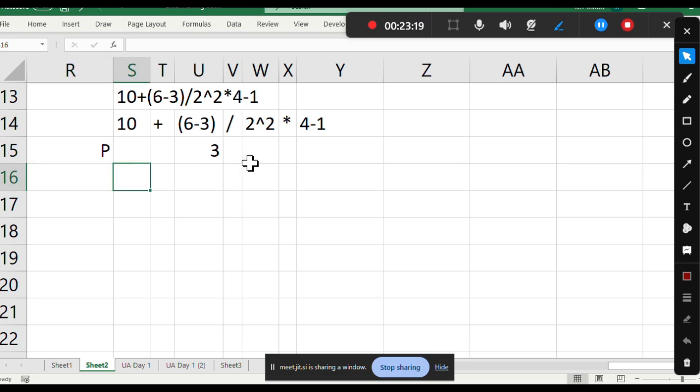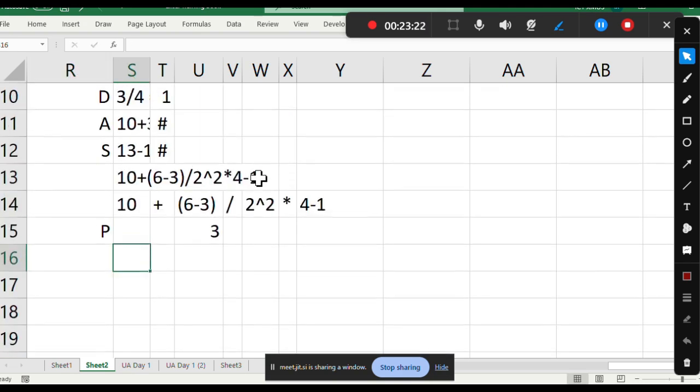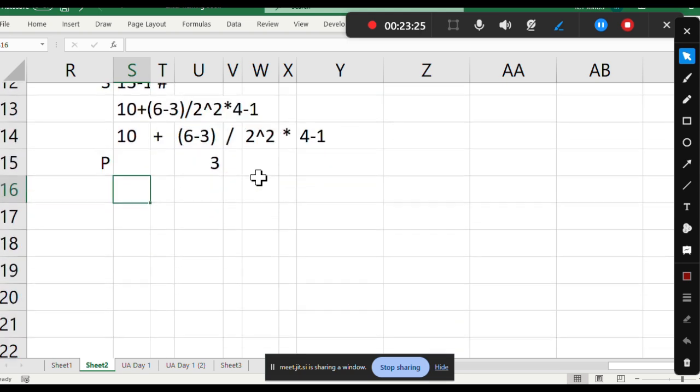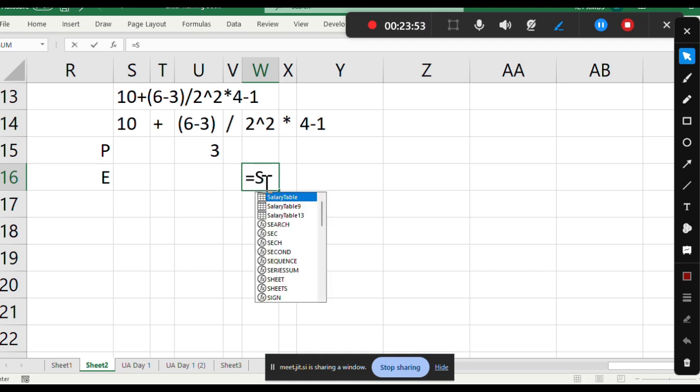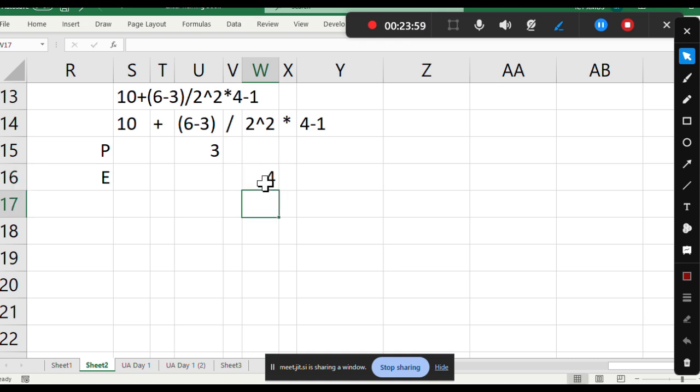Then the second one, we said, is exponents. The exponent is the next one that will take place. So we bring down this 3. Then the exponent, 2 raised to power 2, is 4.